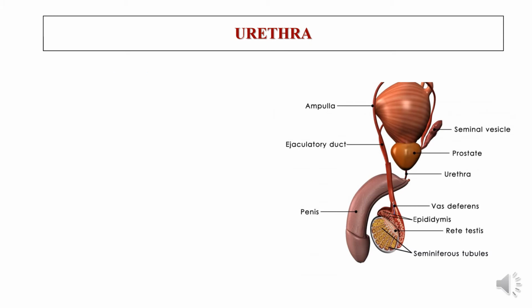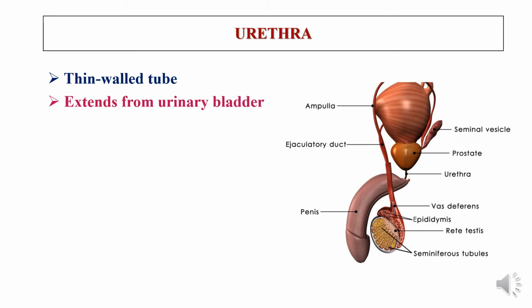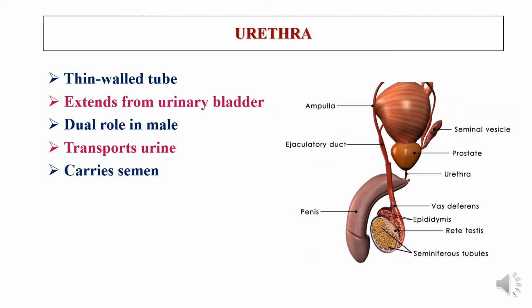Urethra. The urethra is a thin-walled tube that extends from the urinary bladder through the penis to the external environment. The urethra serves a dual role in the male. That is, it transports urine from the urinary bladder during micturition, and it also carries semen, which includes sperm, during ejaculation. A control mechanism prevents urine and semen from passing at the same time.